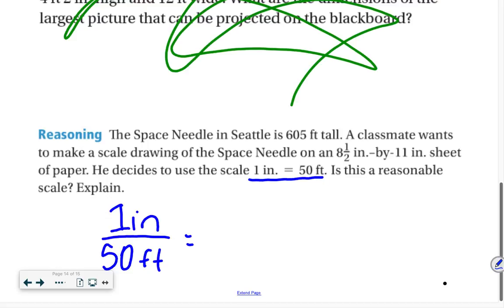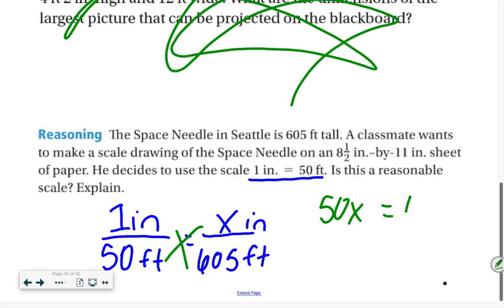How big is the actual Space Needle? 605 inches or feet? Feet. Does that go on top or bottom? Bottom. So 605 feet. I want to figure out how many inches that is. What should I do? Cross multiply. 50x equals 605. We gotta divide by 50. It equals 12.1.